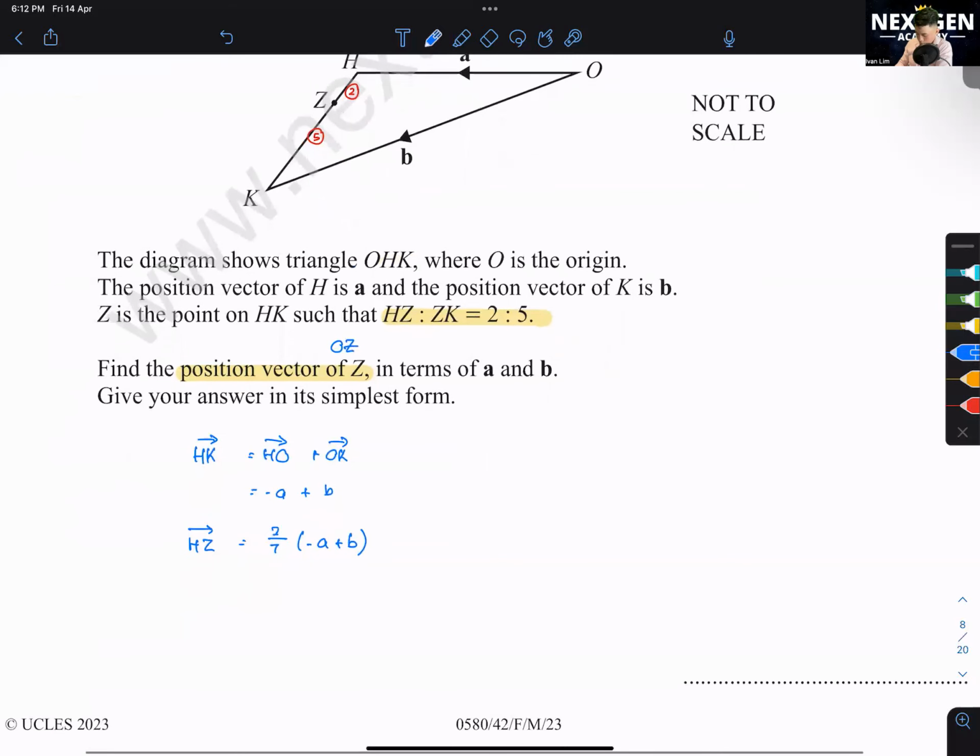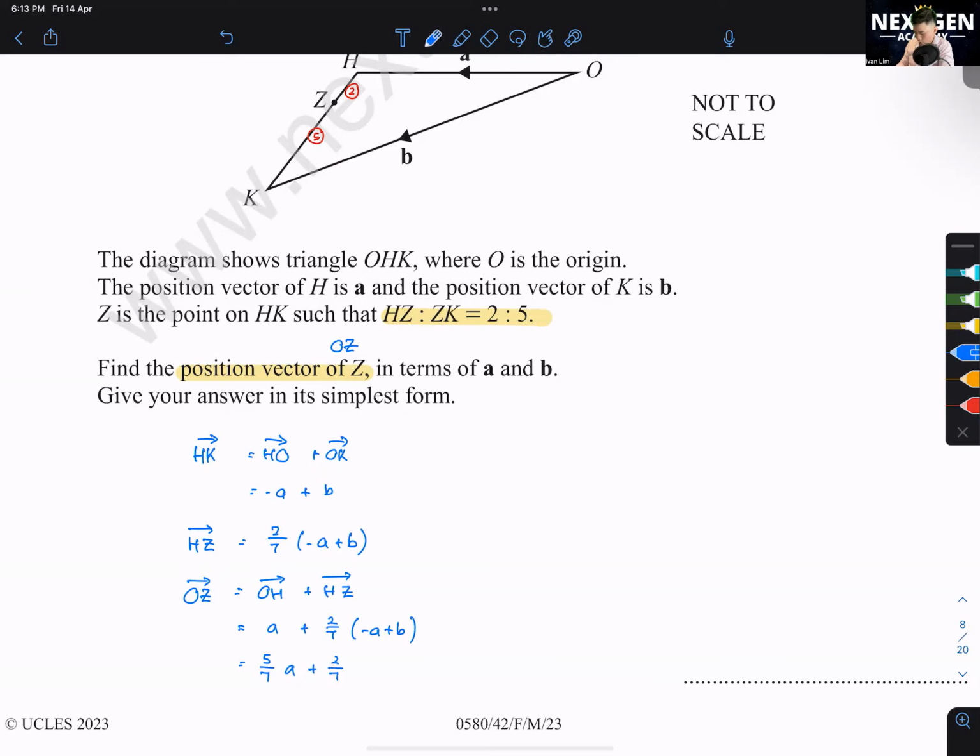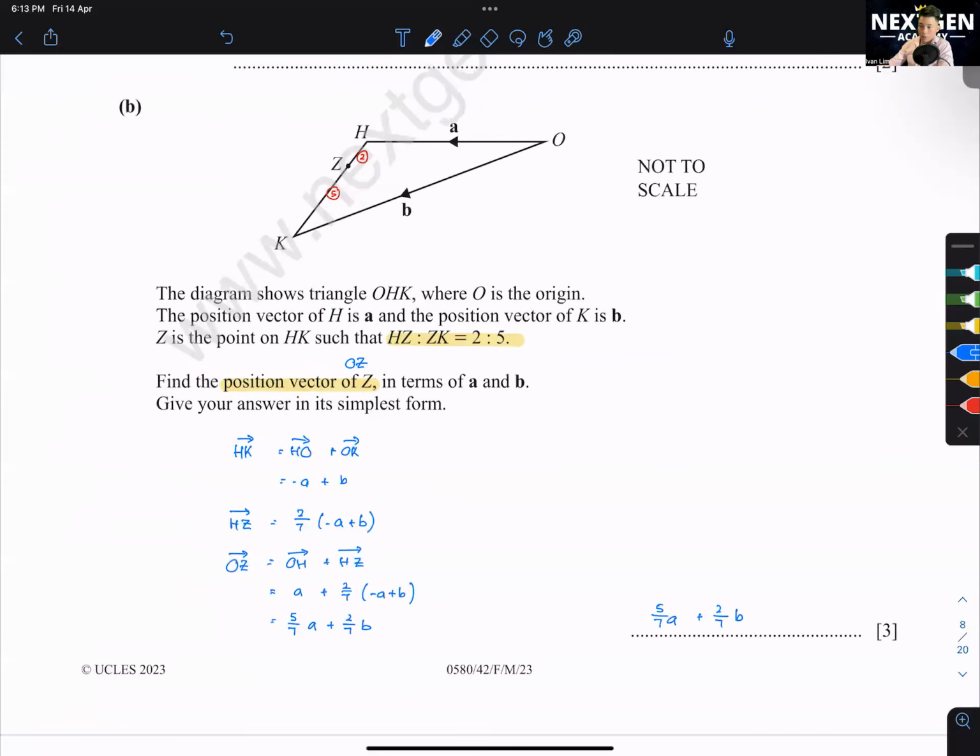Then OZ is equal to OH plus HZ, which you'll get a plus 2 over 7 of negative a plus b. You'll get your final answer here, 5 over 7 a plus 2 over 7 b. So this is vectors. Number 5.